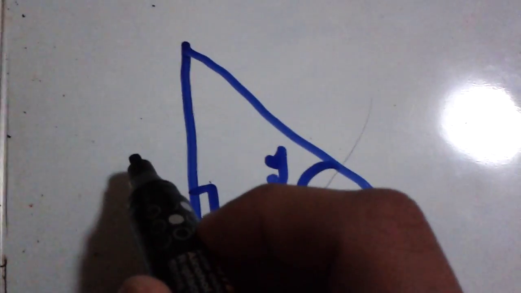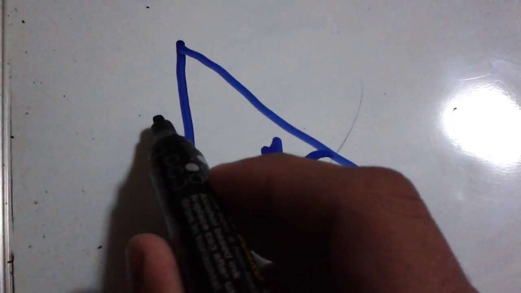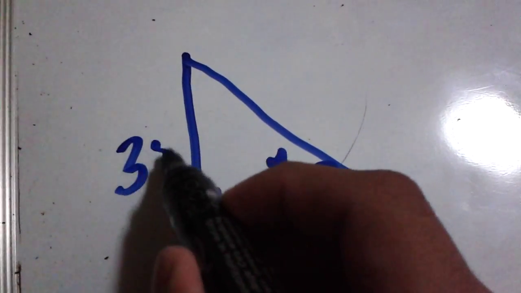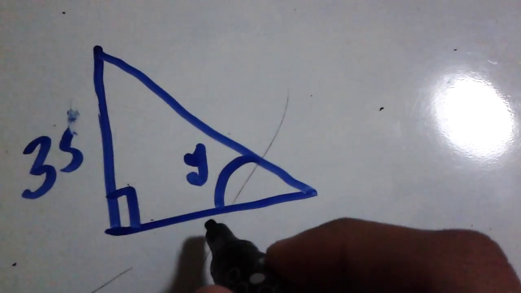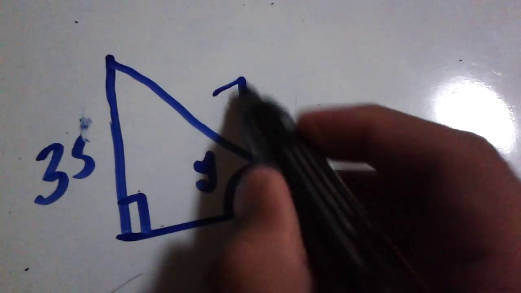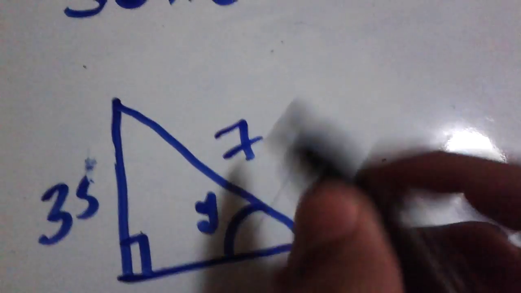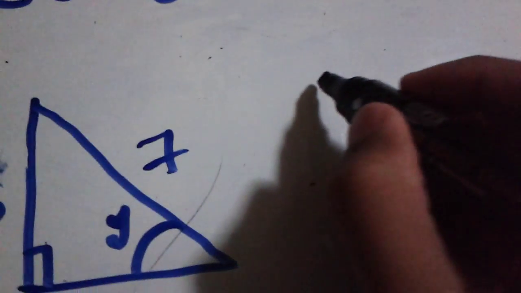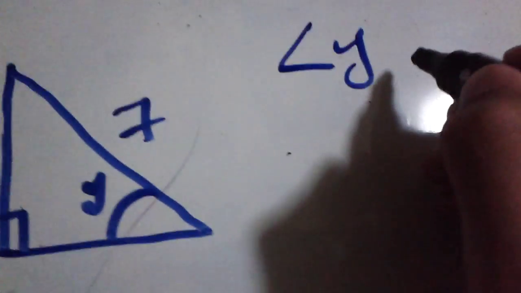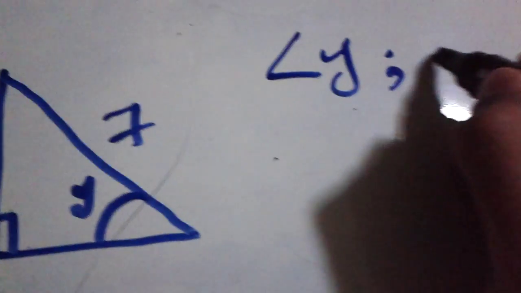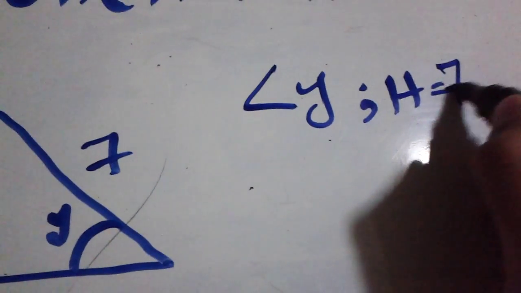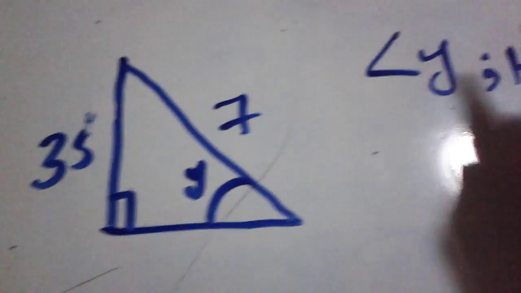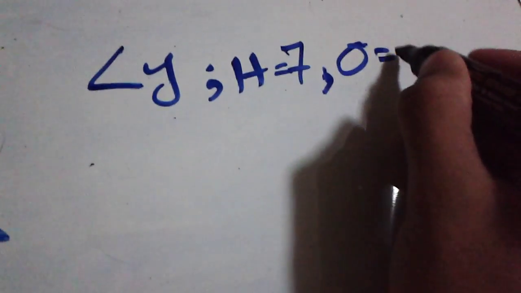We have a triangle with the measurements 35 centimeters and 7 centimeters. First of all, your angle is y. Let's note down all the measurements we have. Your hypotenuse is 7, and your opposite is 35.